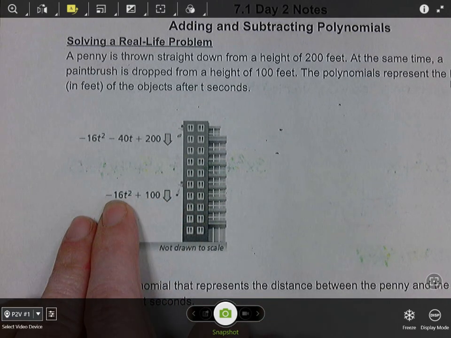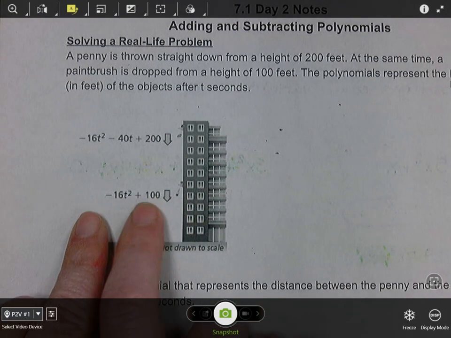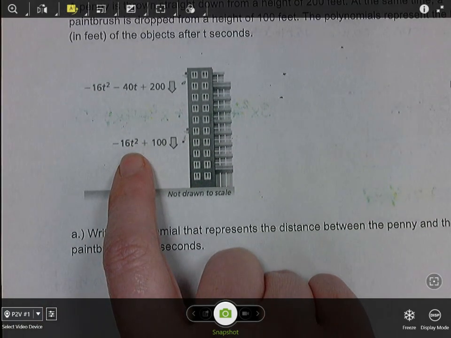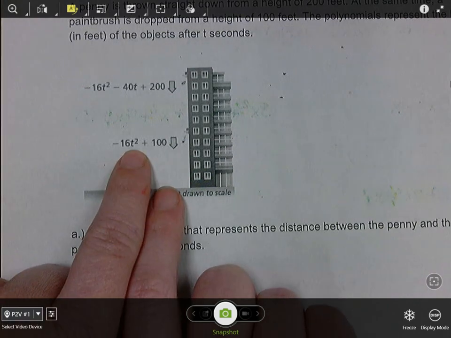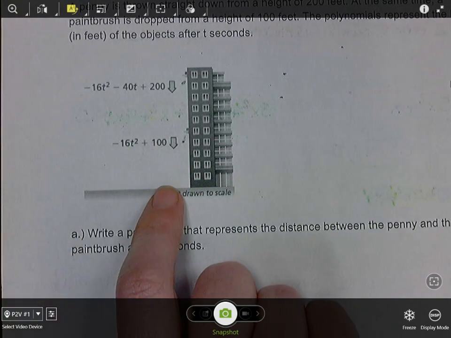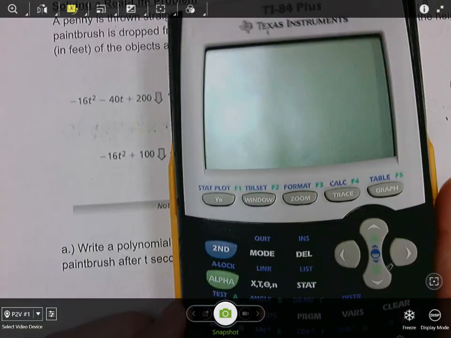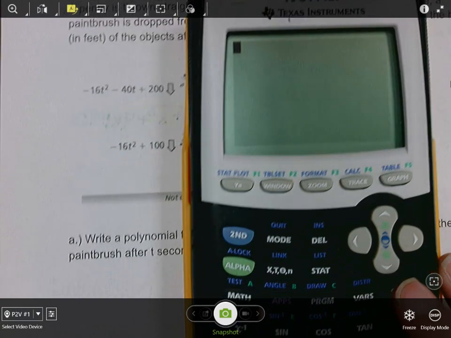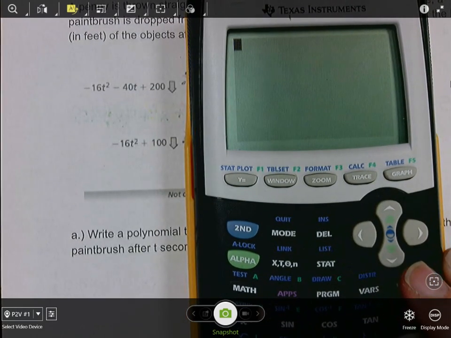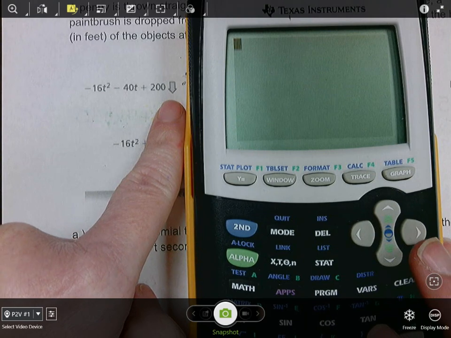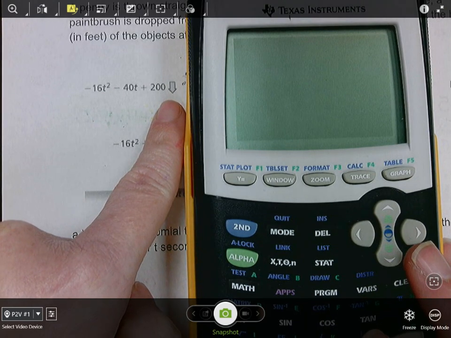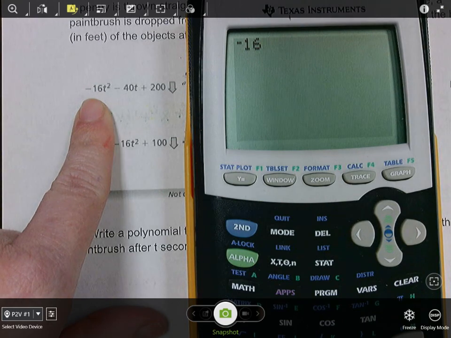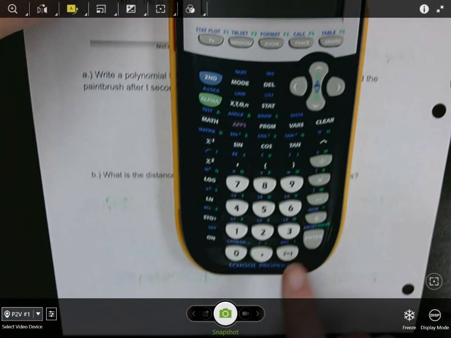This expression will give you the height of the paintbrush after you drop it, and t is the seconds. So like if I said, what's the height of the paintbrush after 3 seconds? You would plug in 3 for t, and you can find the height of the paintbrush. So let me show you. And if you would please do this at the same time that I'm doing it, so you know how to enter it in your calculator. Okay, so I want to find the height of the penny 3 seconds after it was thrown. So you would type in negative 16. Make sure you're using the negative button, that's at the bottom here.